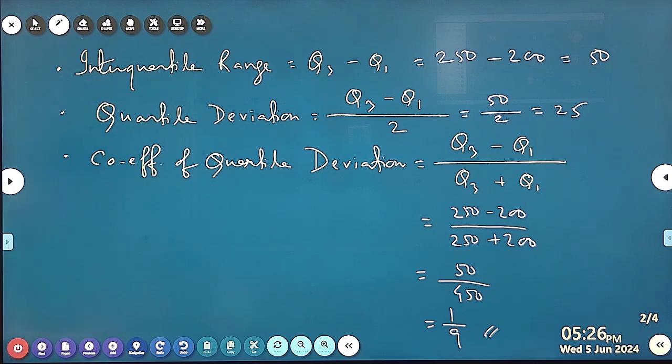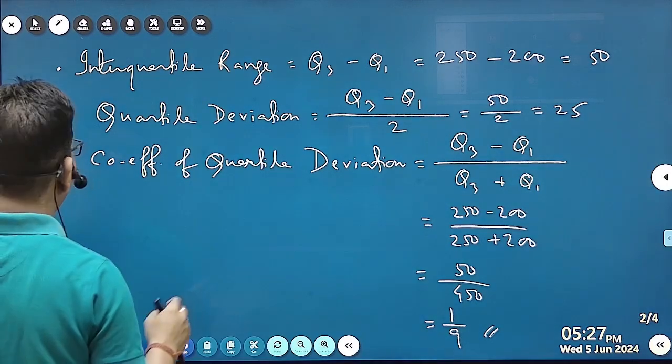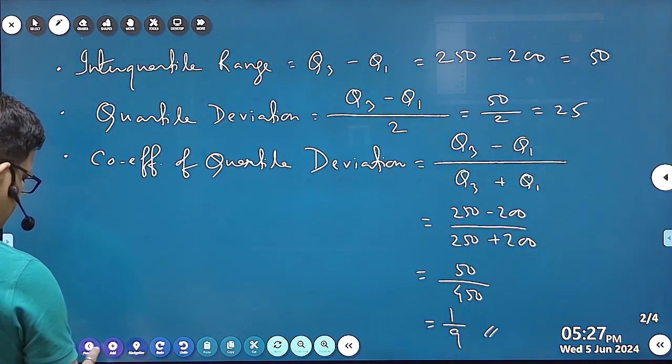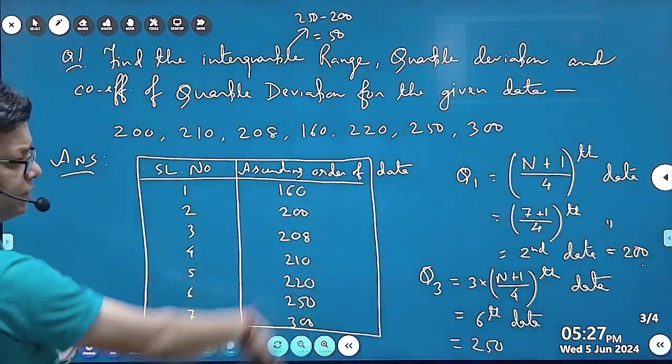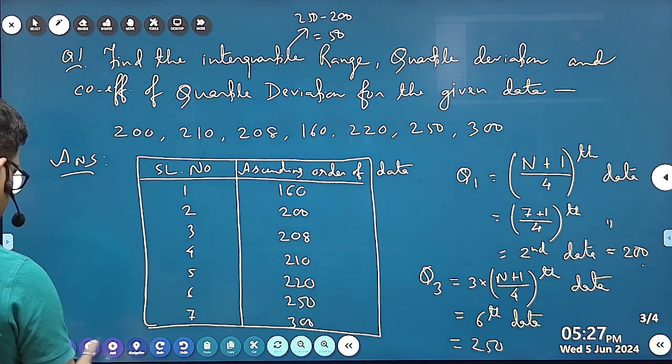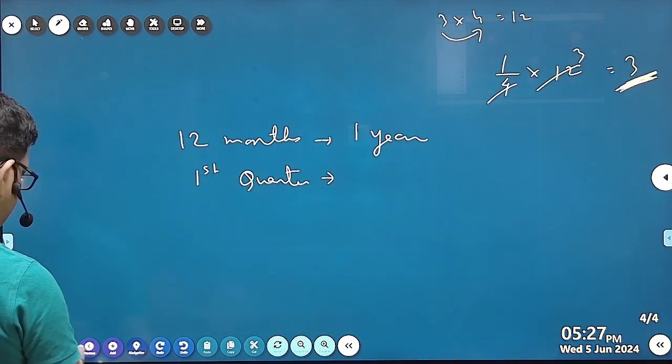I'm going to write another example to find these data. Okay. Can I start? Okay. Second example. Here you need to be a little bit careful. So I think there is no doubt in finding Q1, Q3. Okay. Now let's go to another example.